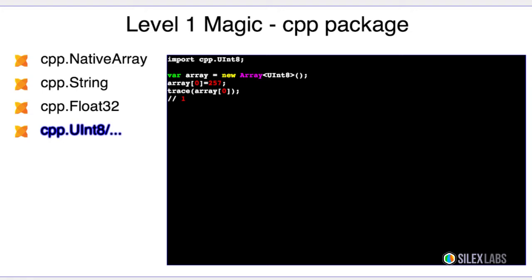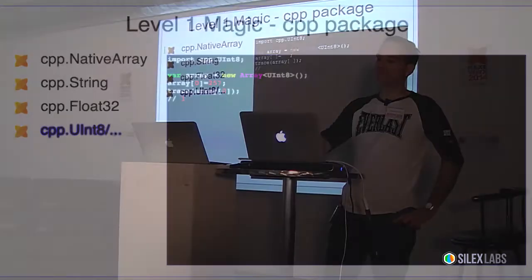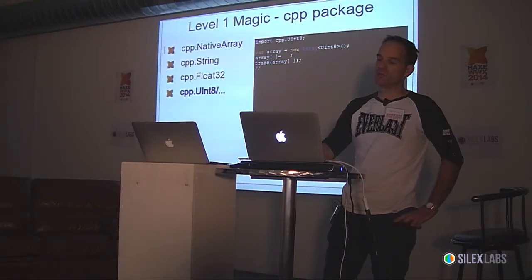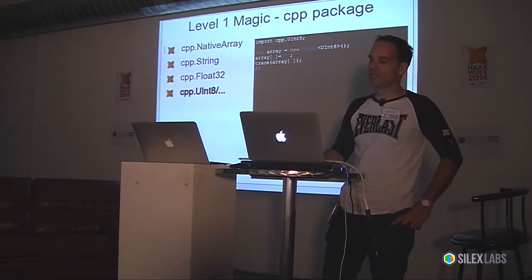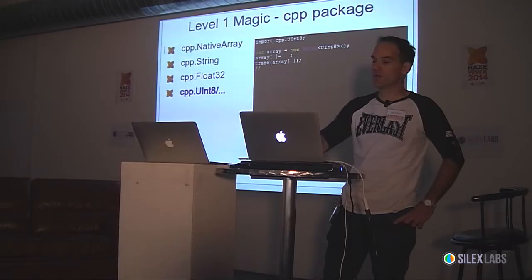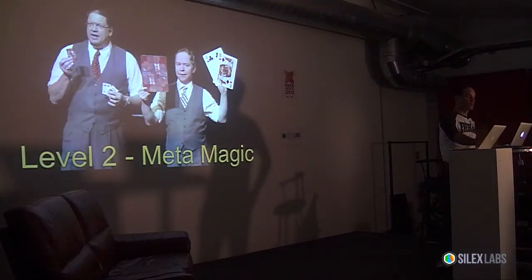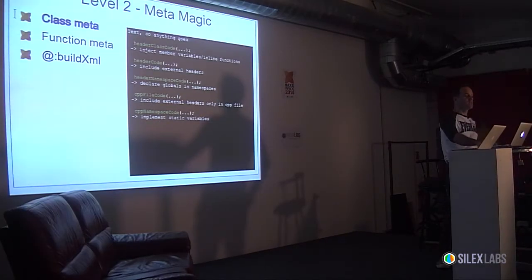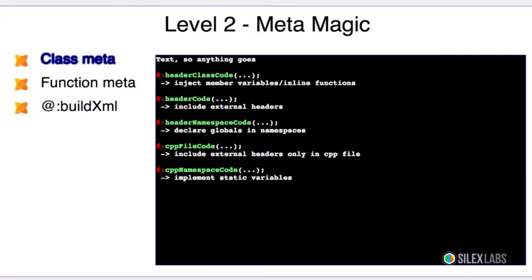So these are ready to use in your own projects. There's not that much point saving space by using a uint8 in anything other than an array. So level 2 magic is the old magic I used to have in there, which is the meta magic. And this lets you inject code into different parts of the output code.